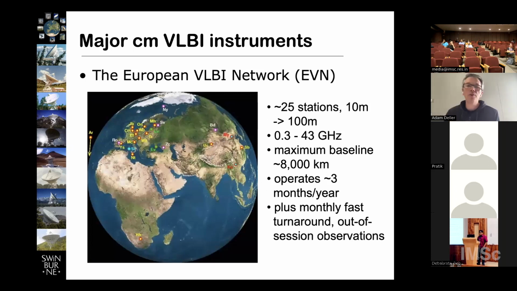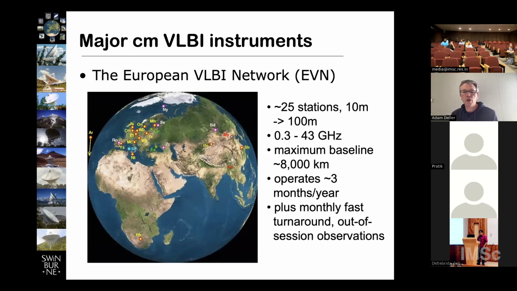There's also in the north the European VLBI Network. That's an ad hoc array of dishes, which is the case for most of the other arrays we'll talk about. There's of order 25 or 30 stations, depending on how you count them and which frequency range you're interested in. They range in size from 10 meter diameters up to 100 meters, covering a similar frequency range to the VLBA, not quite up as high, and a similar maximum baseline, but it's not operating 24/7.